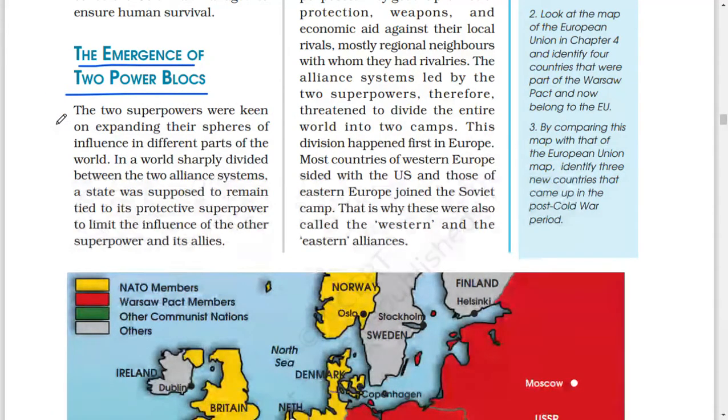The two superpowers were keen on expanding their spheres of influences in different parts of the world. In a world sharply divided between the two alliance systems, a state was supposed to remain tied to its protective superpower to limit the influence of the other superpower and its allies.